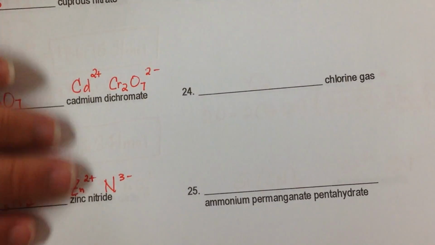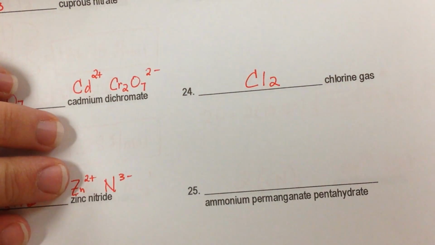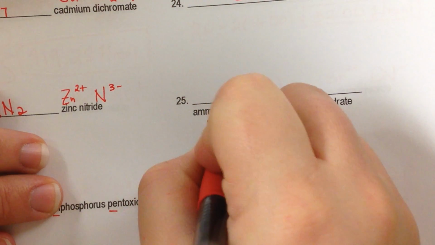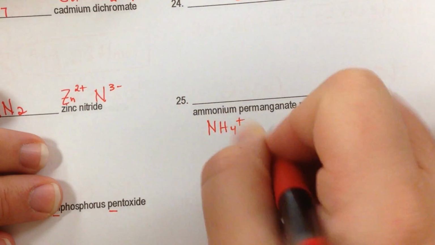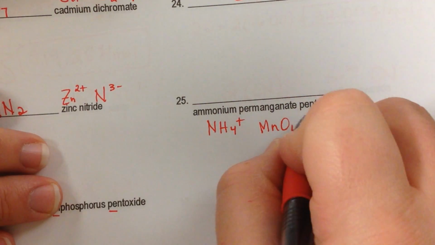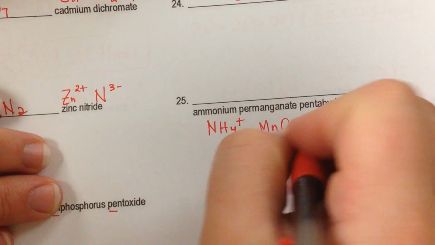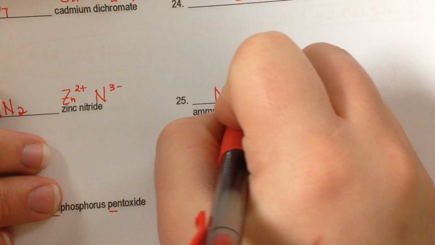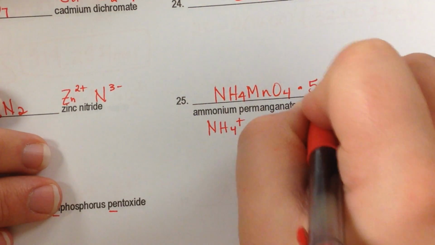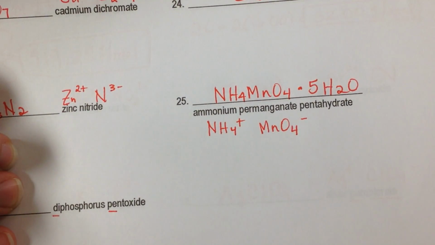Chlorine gas. None of those Brinkelhoff elements. Cl2. And the last one, 25, ammonium, which is NH4+, permanganate, which is a polyatomic that we have memorized, MnO4, and this is a 1 minus. It's a 1 plus and a 1 minus, those just cancel out. Penta is 5 waters.